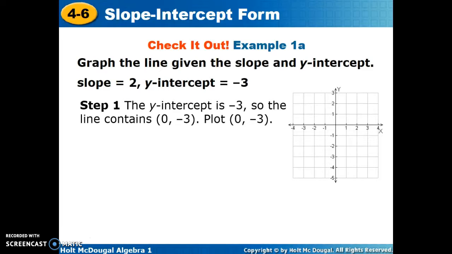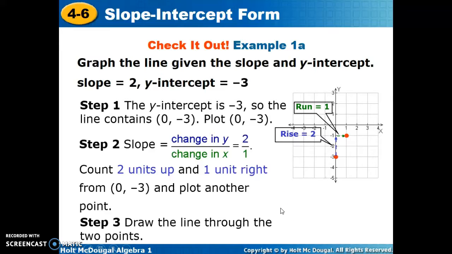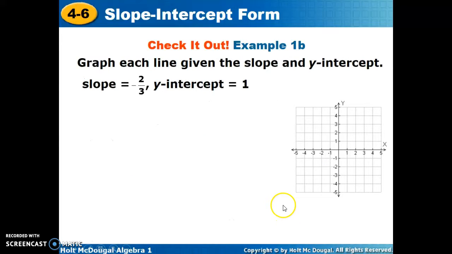The y-intercept, if we plot that first, the point is 0, negative 3. And our change in y is the 2 given, but our unknown, or the one we have to think about, is the change in x. Any whole number is always over 1. So we count 2 units up and 1 unit to the right, and we've got our second point, and we connect the dots. So easy. You guys try, check it out, 1B, and come back and check your answer.